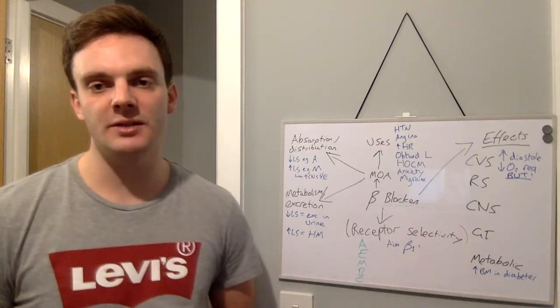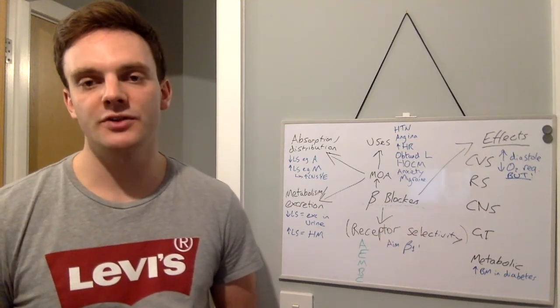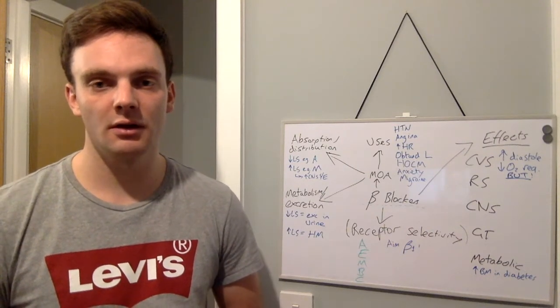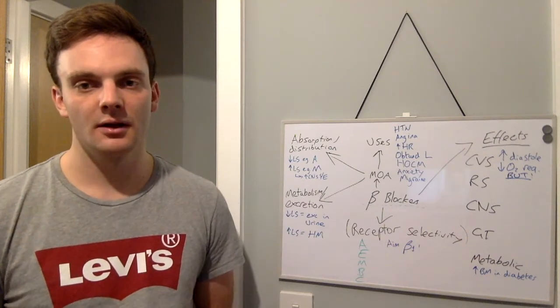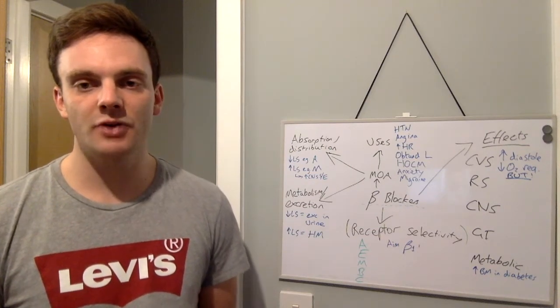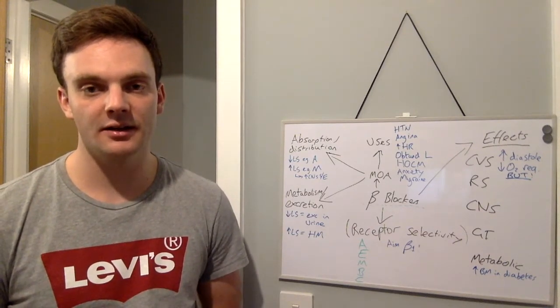So the uses for beta blockers, as seen on this whiteboard here, the uses can include hypertension, in angina, in tachycardias, in order to obtund the laryngeal reflex, in hypertrophic obstructive cardiomyopathy, anxiety, and in migraine.